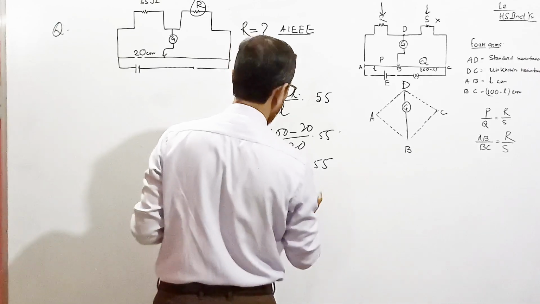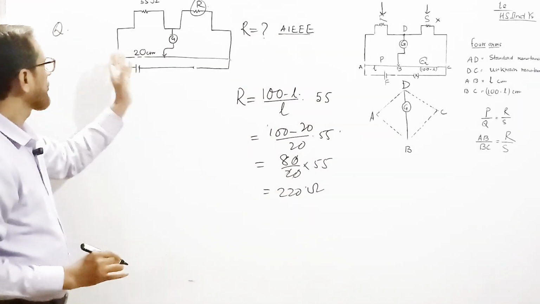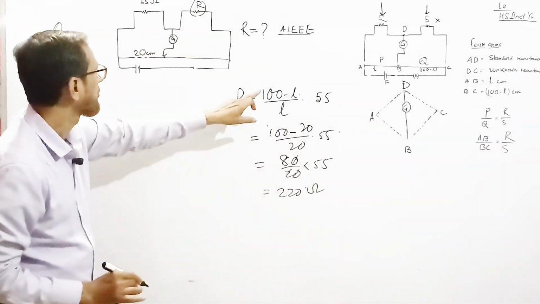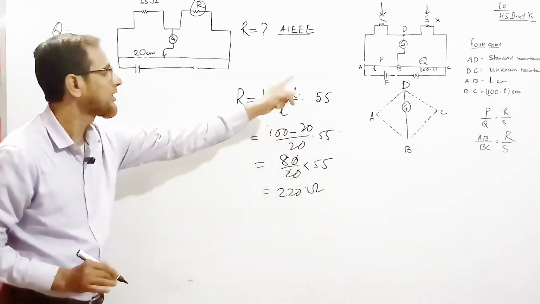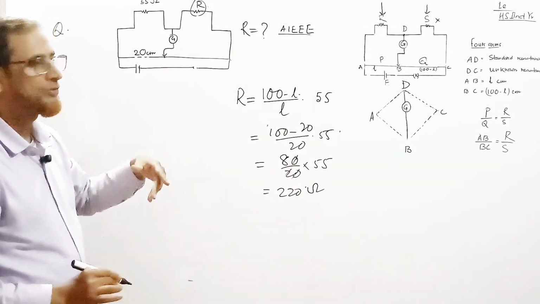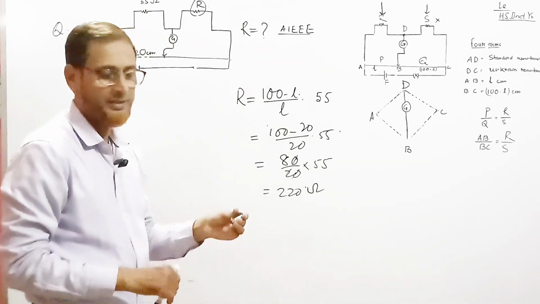So very simple, nothing complicated. You write this divided by this equal to this divided by this, and the unknown resistance is equal to this divided by this. I have already written it a bit earlier. So within a minute you can calculate it yourselves, as this question was asked in AIEEE.